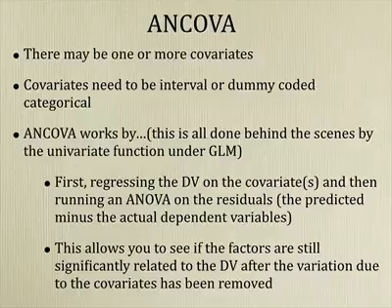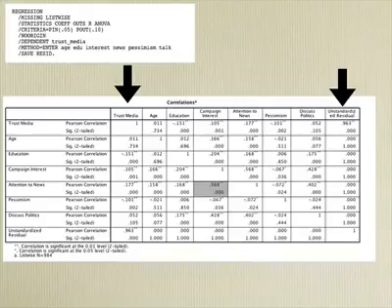And again, this allows us to see if a factor is still significantly related to the dependent variable after the variation due to the covariates has been removed. And this is something I know I did something similar to in class one day. This is just it in the context of the example that we're working with right now.